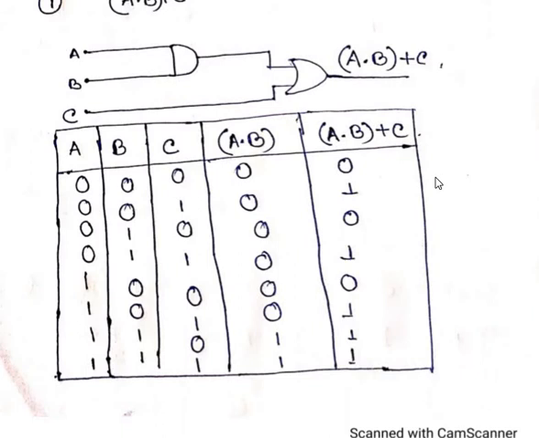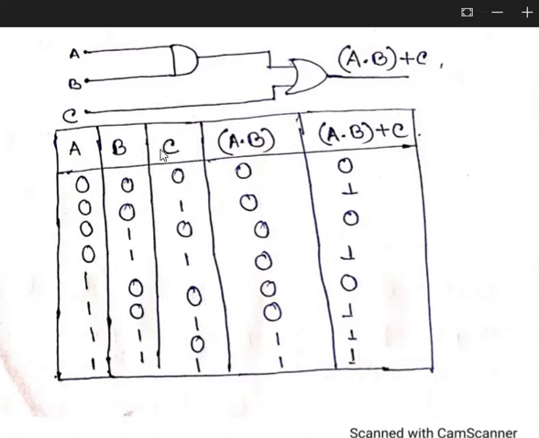So now how will I draw the truth table? The most tricky part is how to draw the truth table. So here see the inputs are 3: A, B, C. If I have 3 input lines, the combination of input will be 2 to the power 3, which is 8. So the input will be 0 to 7. See, I have written 0, 1, 2, 3, 4, 5, 6, 7.